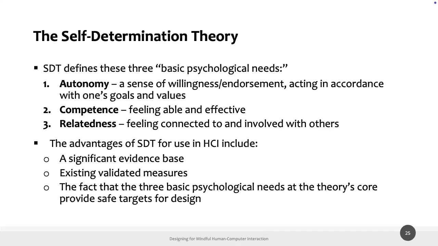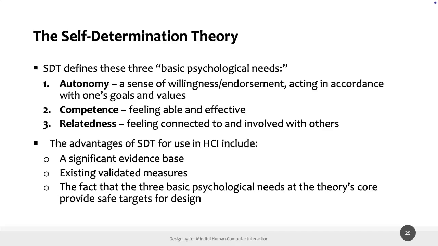The first one is autonomy, so acting in accordance with my goals and values. Competence, feeling able and effective, and relatedness. So this is more related to the social sphere, feeling connected to and involved with other users.